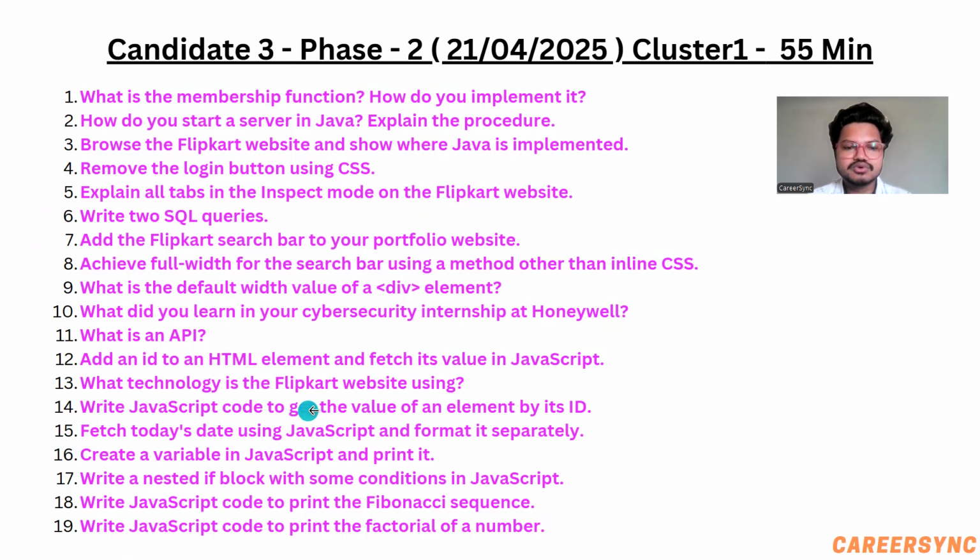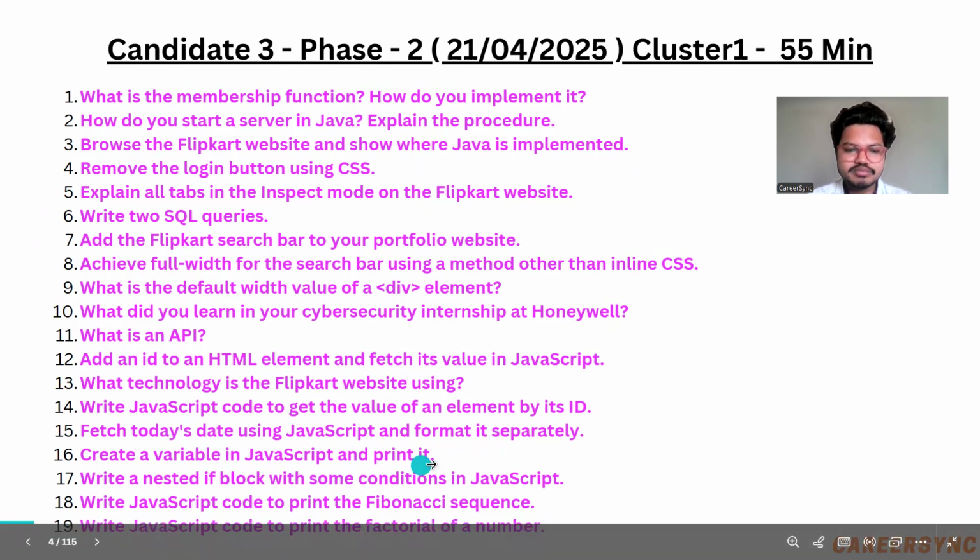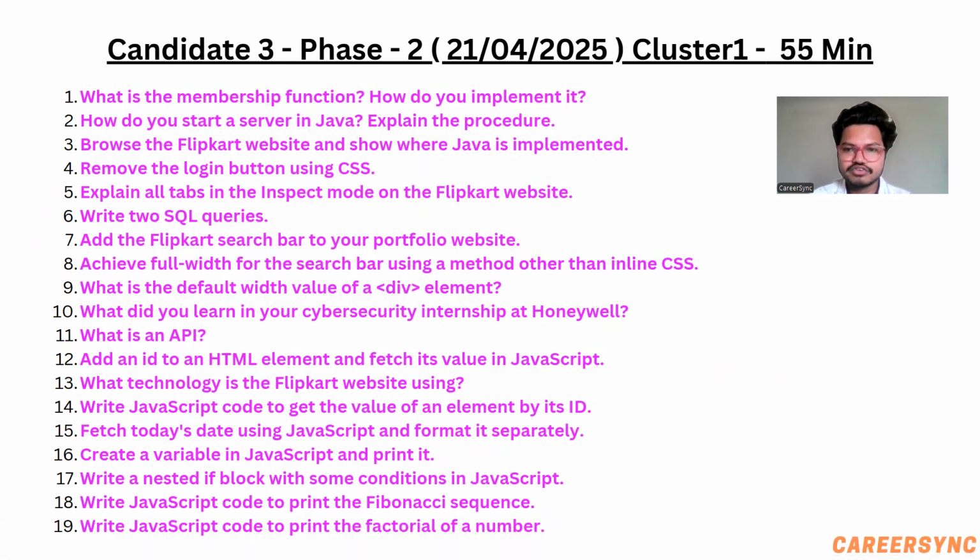Write JavaScript code to get the value of an element by its ID. Fetch today's date using JavaScript and format it separately. Create a variable in JavaScript and print it. Write a nested if block and some conditions in JavaScript. Write a JavaScript code to print a Fibonacci series and write JavaScript code to print the factorial of a number.